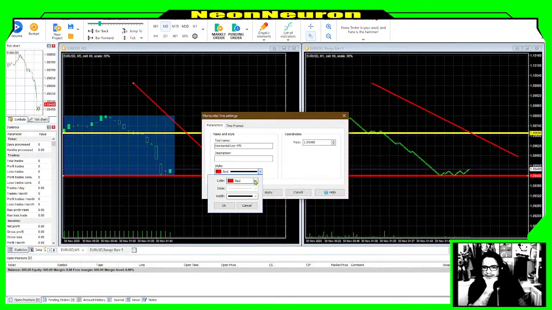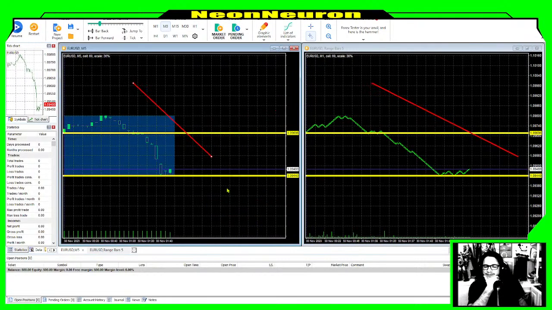Apply. Yellow. All right, so that should be suitable.